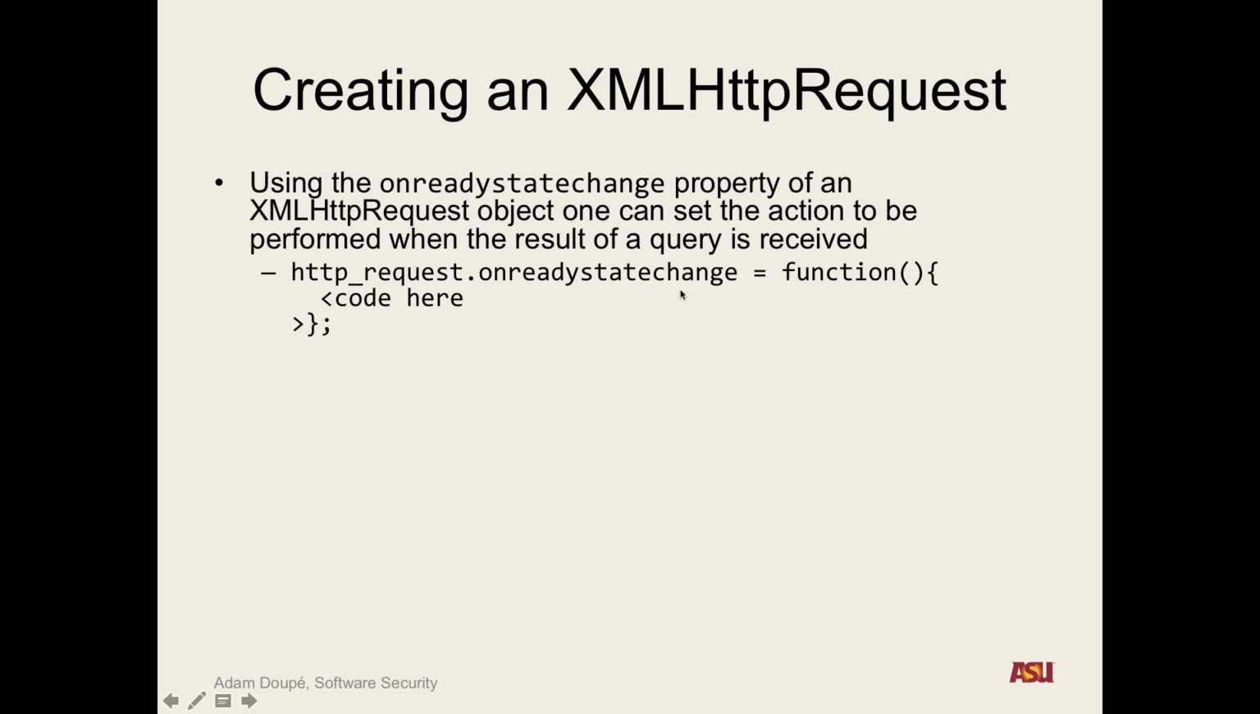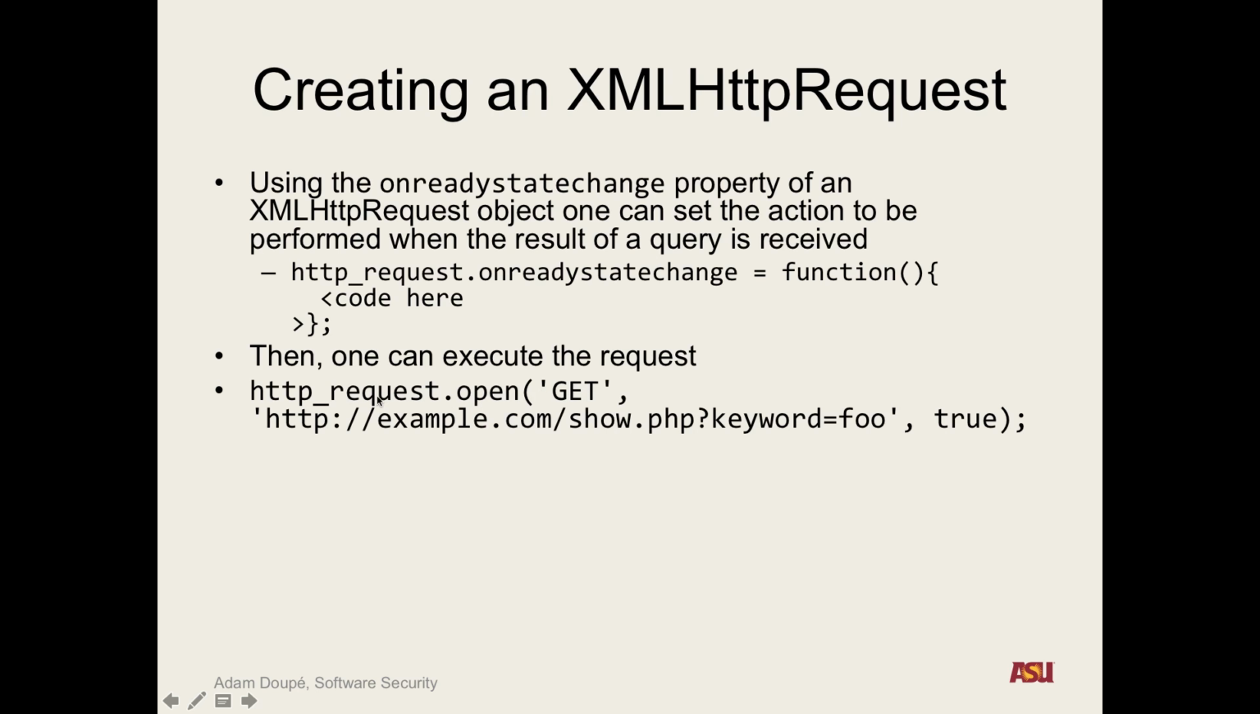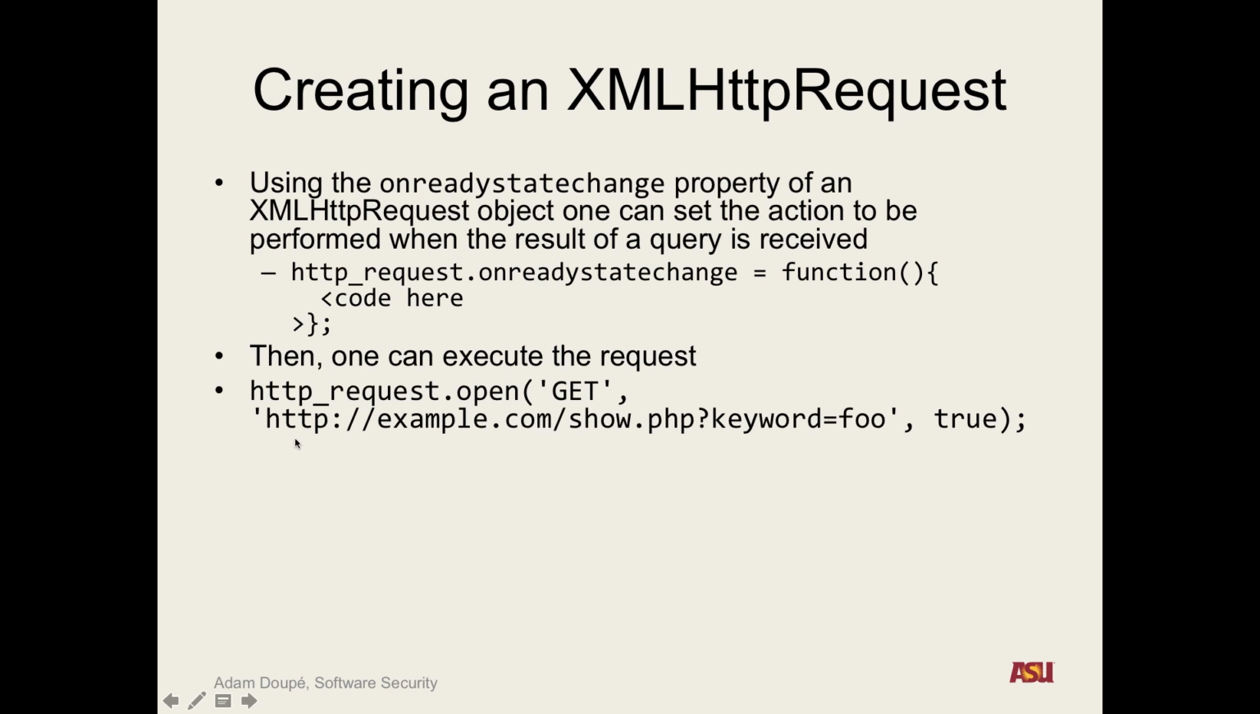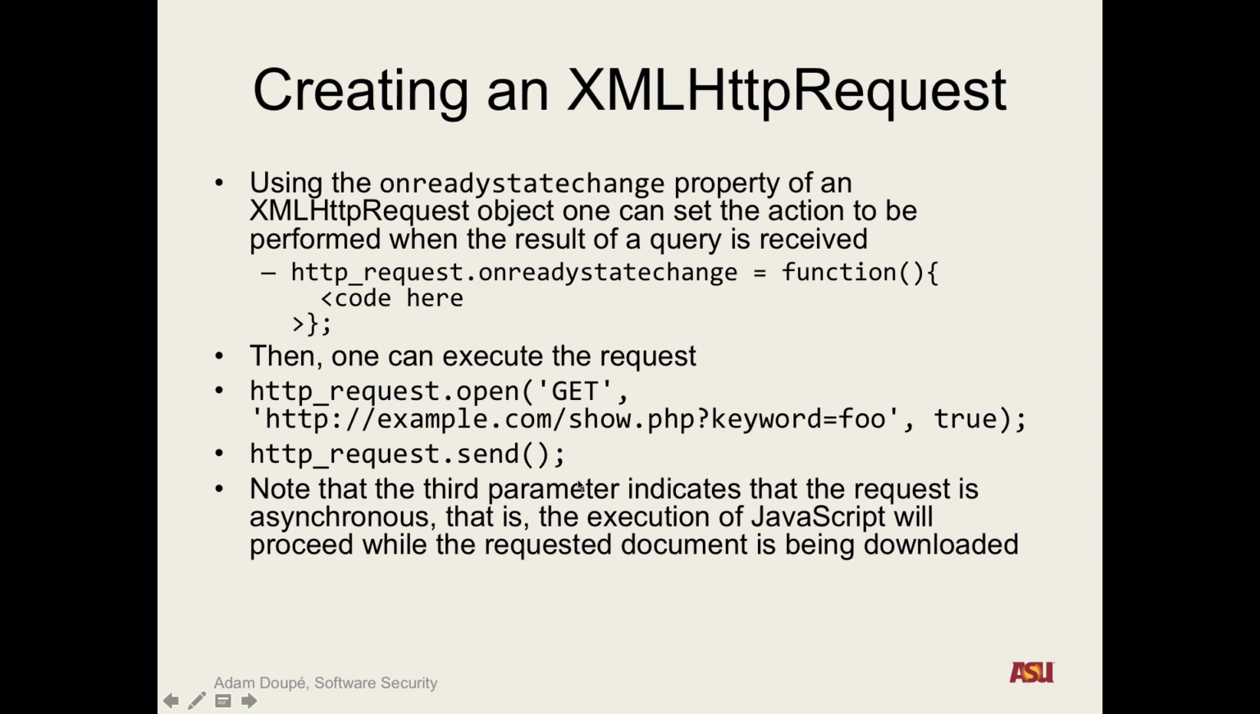So this onReadyStateChange is a function that gets called. You set up this callback that says, hey, call this function when the state changes. Then you can execute the request to say, hey, make a GET request to this example, and this parameter will say what kind of request you want. And then you can finally send the request.